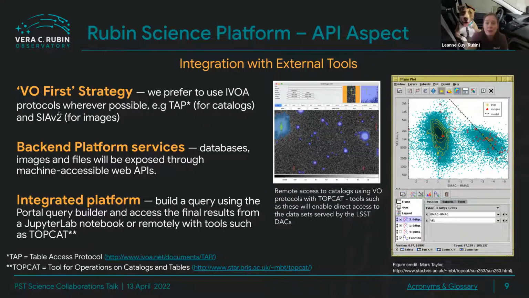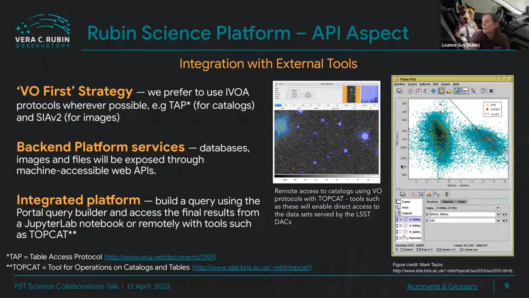So we use TAP for catalogs and SIA version 2 for images. For the backend platform services, databases, images, files, these will all be exposed through machine accessible web APIs as part of this API service. We have a TAP service for catalogs currently in production as part of DP0.1 and 2. We will also be providing an ObsTAP service and an image cutout service as part of DP0.2 that's coming up, that will allow you to access metadata about images, retrieve images, and create on-the-fly image cutouts.